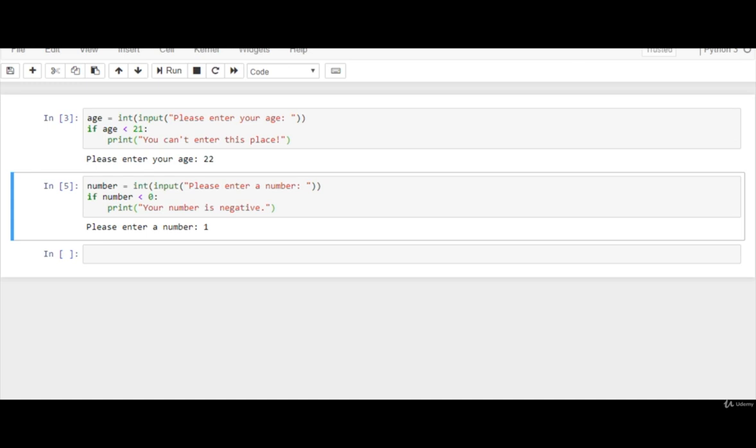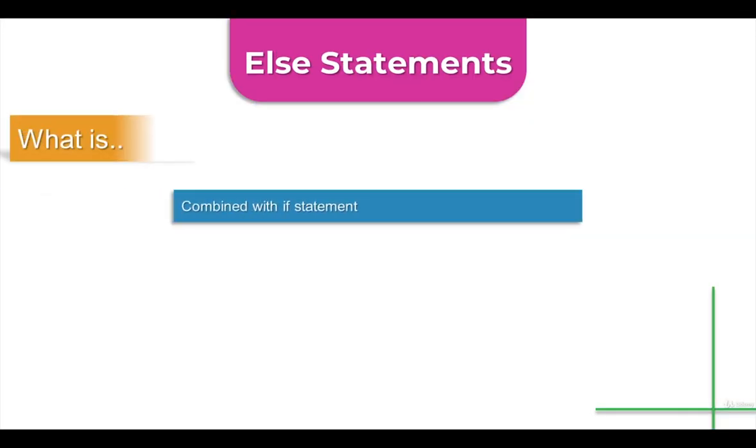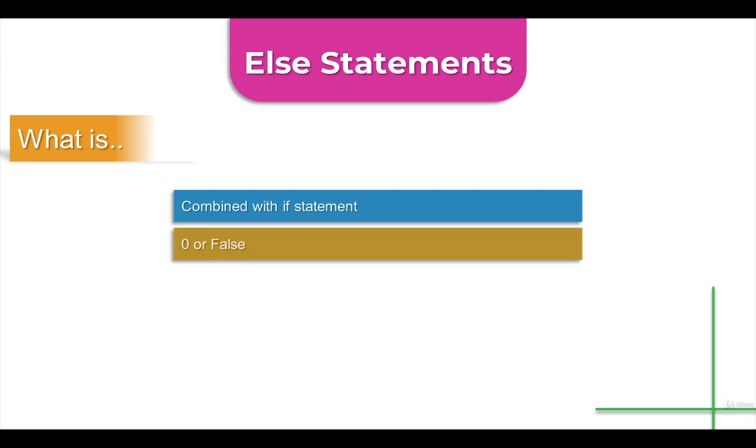That's why we need to know the else statement. So what is the else statement? An else statement can be combined with an if statement. An else statement contains the block of code that executes if the conditional expression in the if statement resolves to 0 or a false value. But how does that work? Well, let's see some examples.